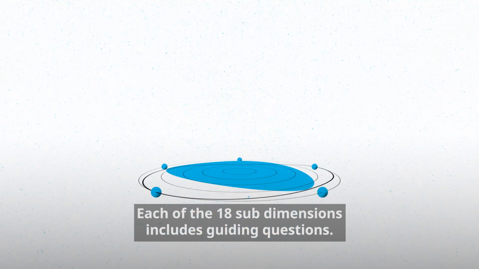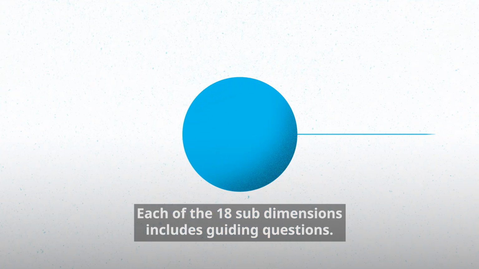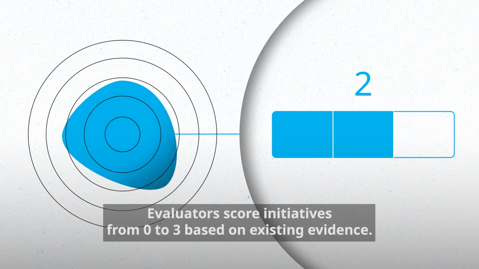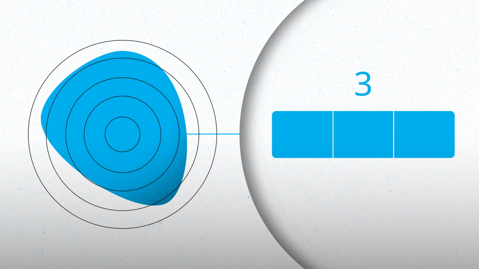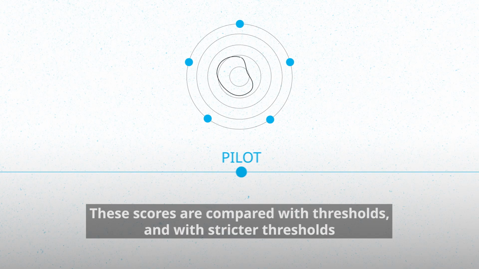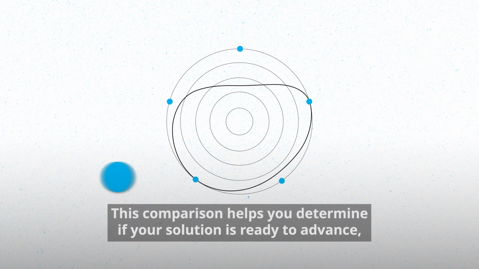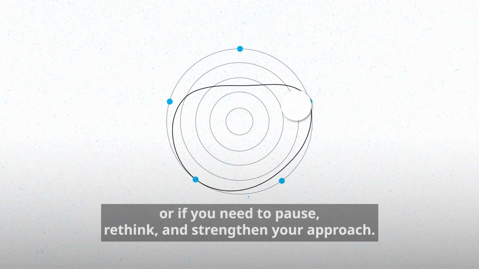Each of the 18 sub-dimensions includes guiding questions. Evaluators score initiatives from 0 to 3 based on existing evidence. These scores are compared with thresholds, and with stricter thresholds as an innovation matures. This comparison helps you determine if your solution is ready to advance, or if you need to pause, rethink, and strengthen your approach.